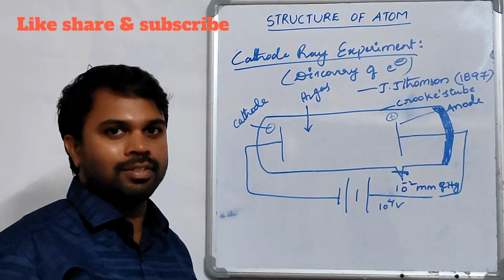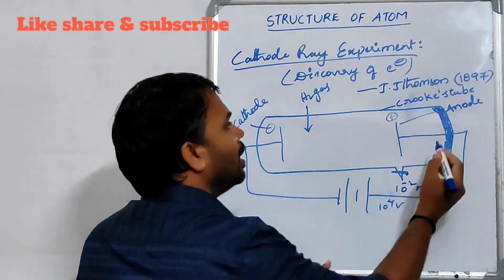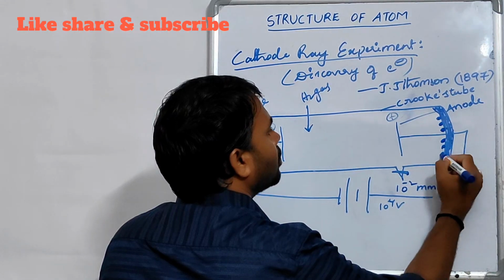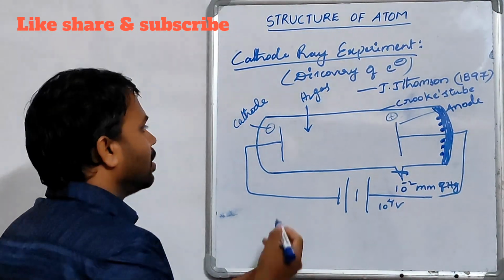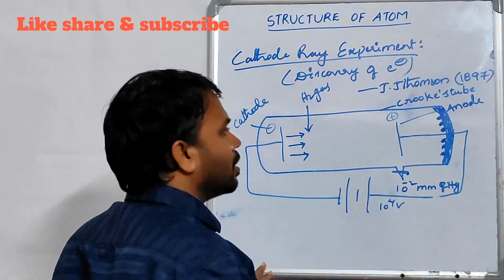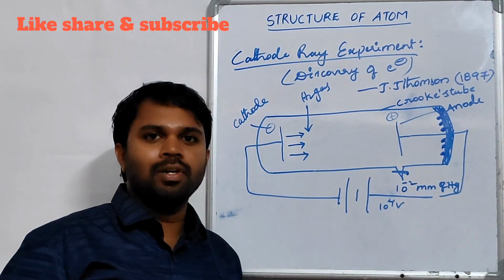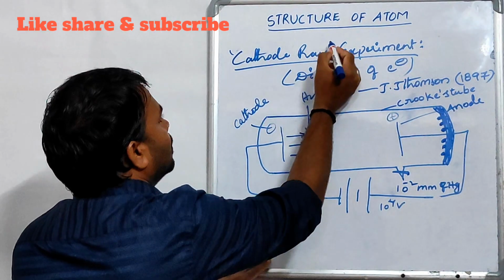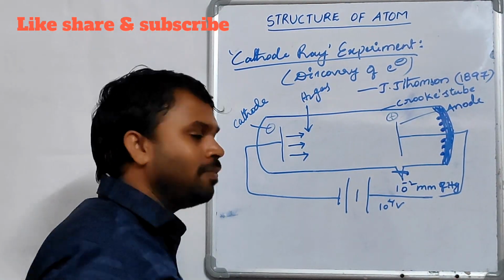Now come to the observation. When he turned on the battery, he observed that some bright spots get created on this zinc sulfide screen. Based on this, he concluded that some invisible rays, which seem to be coming from the cathode to the anode, strike this zinc sulfide screen and these bright spots get created. Those invisible rays which seem to be coming from the cathode, he called cathode rays. Let's see the properties and conclusions of cathode rays.